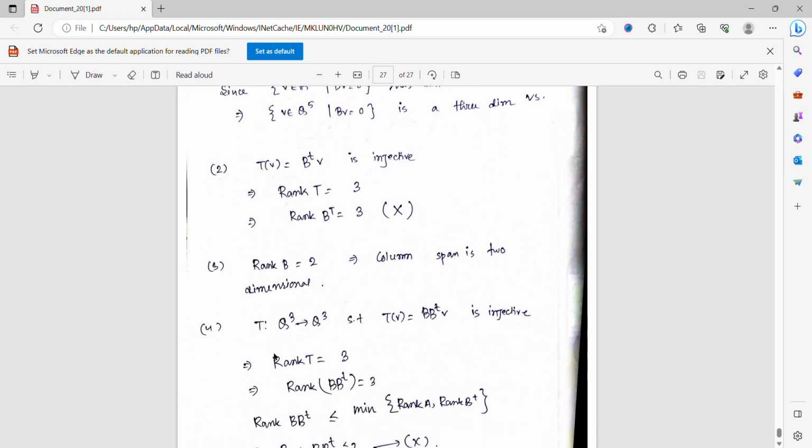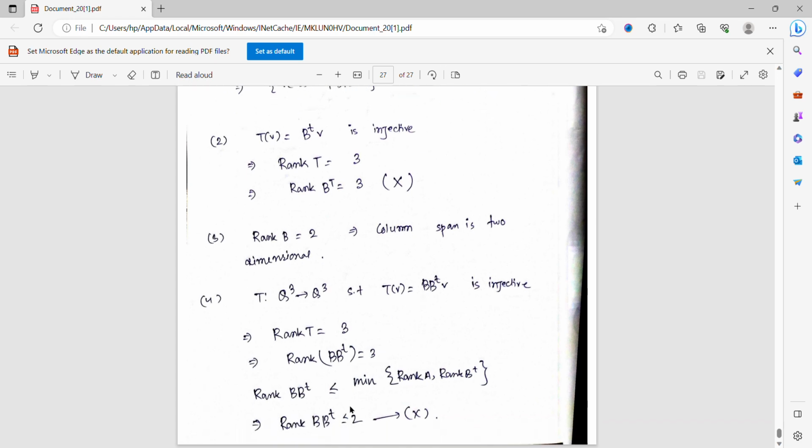Now T is given from Q^3 to Q^3 such that T of v is basically B transpose B. So this is injective, right? That will imply that the rank of T is 3, similarly by the rank nullity theorem, because injective means the dimension of the kernel of T is 0, so the nullity of T is 0, so the rank of T is 3. The matrix representation for T is basically B transpose. So the rank of B transpose is 3.